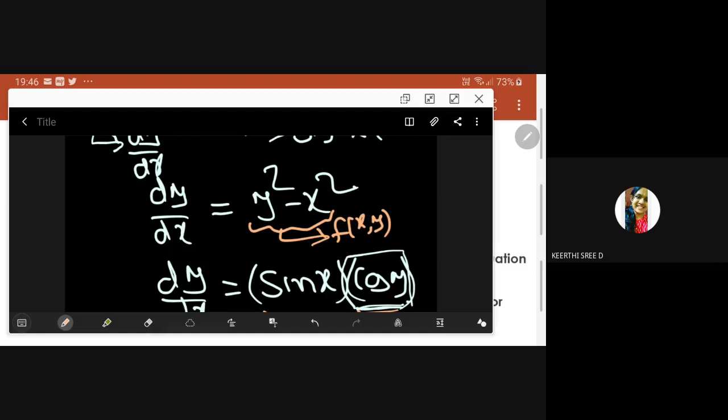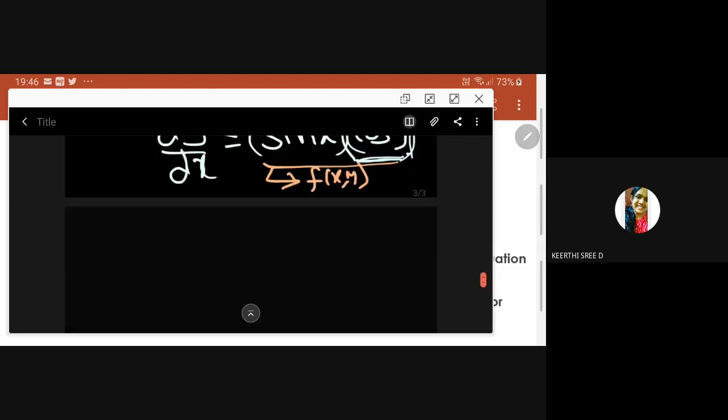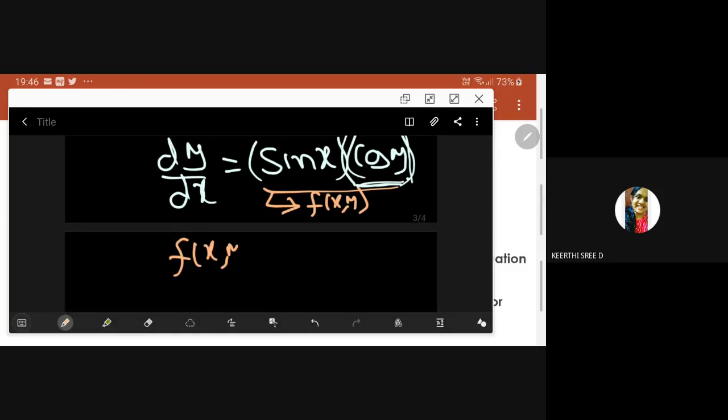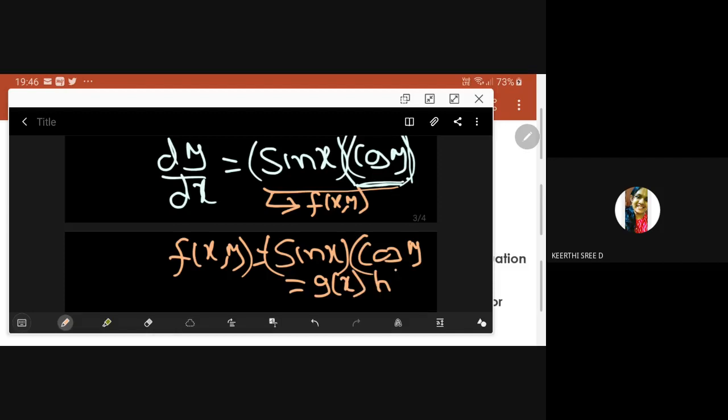But what is happening here? In the first case, you can look at it like this. Here f of x y is sin x into cos y. So we are able to see this as g of x, here g of x is sin x, and h of y as cos y. So you are able to see the product, where one factor completely involves x and the other involves y. So that is our first case.